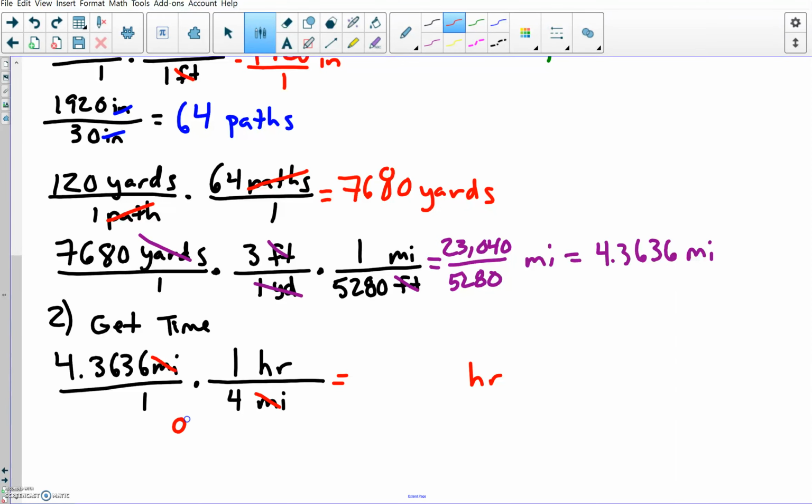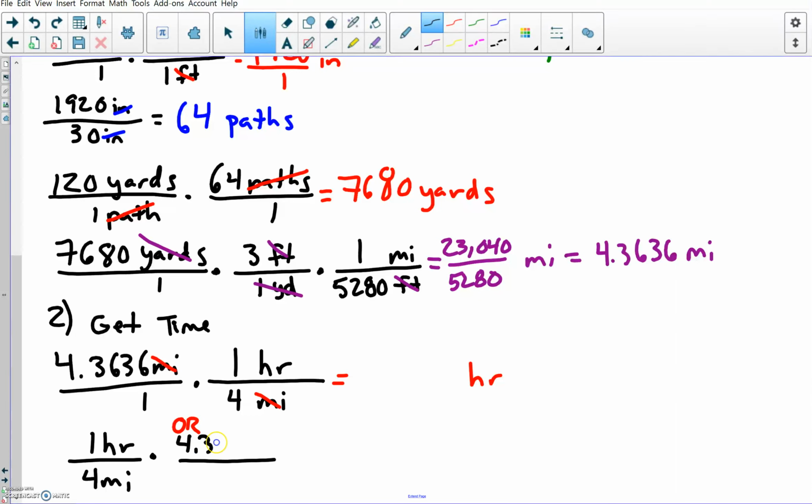So if we hadn't started with the 4.36 value, that's okay. We would just need to have been mindful that the time needs to go on top. If I started with 4 miles per hour, I would need to realize that I can't put the 4 on top, because then my hour unit, the one I want to stay, is stuck on the bottom, and we don't want that. So there's more than one way to do dimensional analysis.